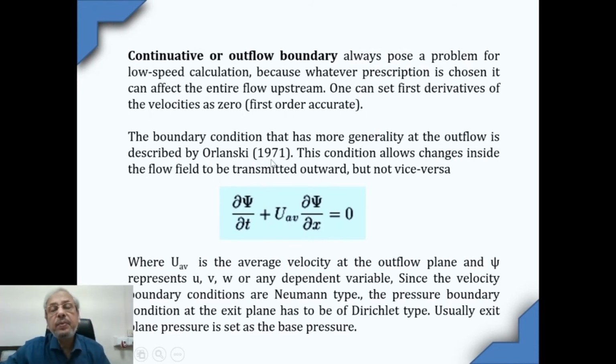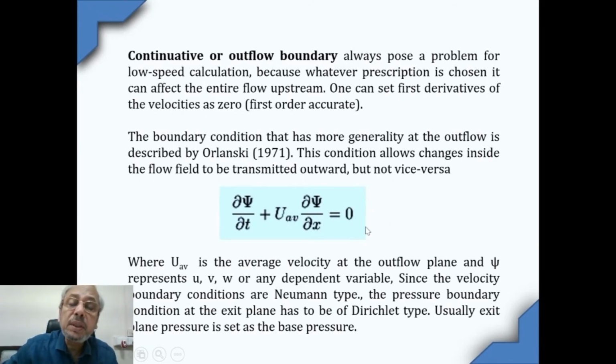This was a very well-known, referenced paper published in the Journal of Computational Physics, and these conditions are called the Orlanski condition, which is basically del psi del t plus u average into del psi del x, where psi stands for the dependent variables u, v, w, and if you have the energy equation, it is also imposed on T, temperature.